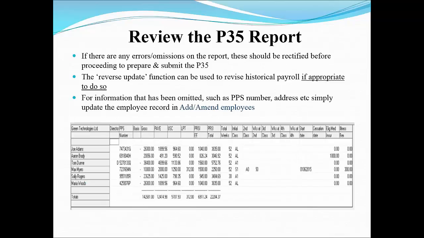So if you notice any errors or omissions on the report, you should rectify those before proceeding to preparing and submitting the P35. The reverse update function can be used to revise historical payroll information where it is appropriate to do so. And for information that has been omitted, such as a PPS number or address, etc., you could just go to Employees and add and amend employees to rectify that.